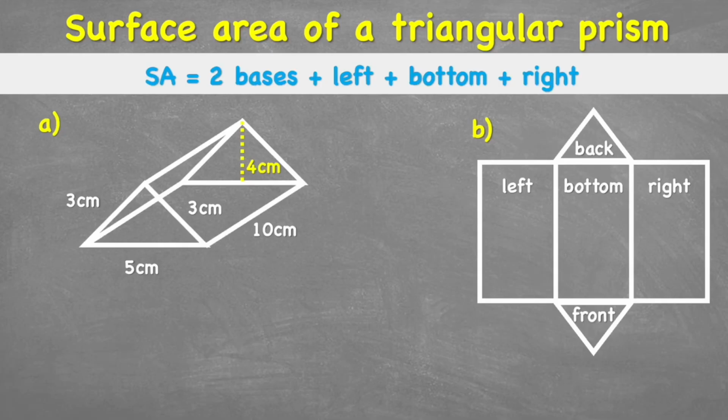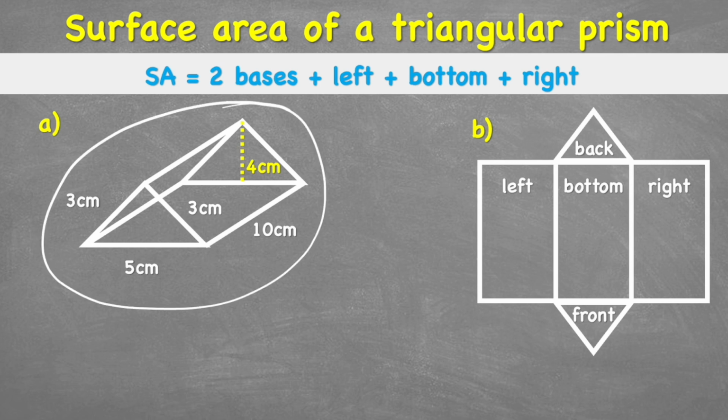Okay, so first of all, what is a triangular prism? Well, a triangular prism is a 3D shape with two triangle faces wrapped around three rectangular faces. So we can see our example here. This is our 3D form, and then if we convert it into a net, it would look very similar to this. We would have a bottom, a left and a right, and the back and front being triangles.